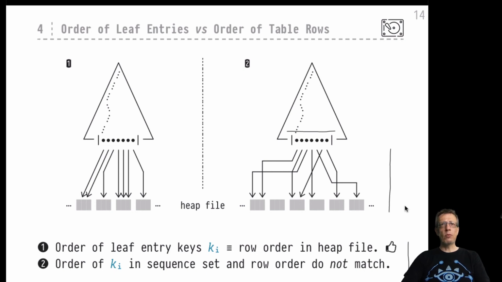Okay, first let's more deeply look at what we've seen here. What's happening here? What's so special about the sort order of the index entries and the sort order of the rows that is present here in the heap file?